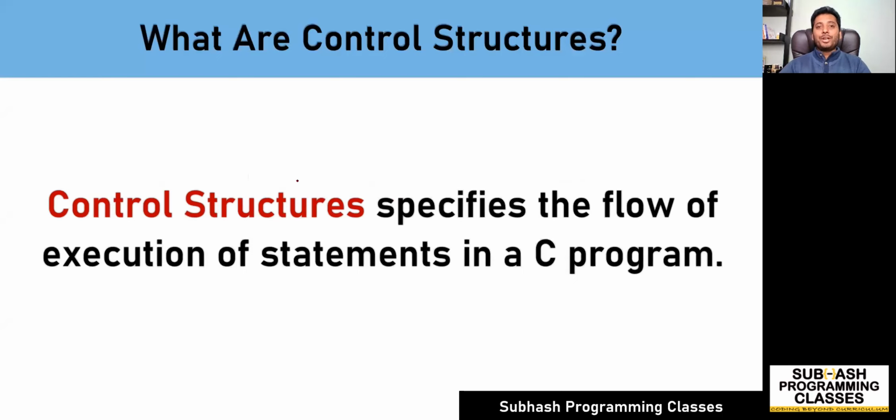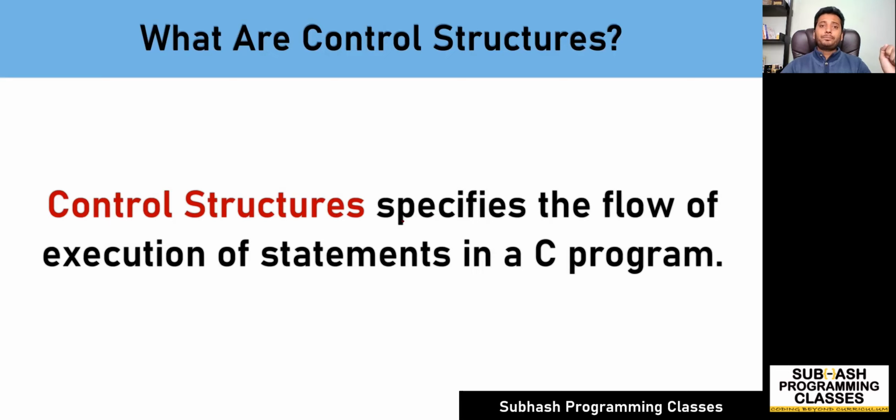So what do you mean by control structures? Control structures specify the flow of execution of statements in a C program. It means the control structure will specify the order in which the statements of your C program must get executed. It will also decide what statements have to be executed and what statements must not be executed, or how long a set of statements must be executed, and so on. So control structures specify the flow of execution of statements in your C program, correct?